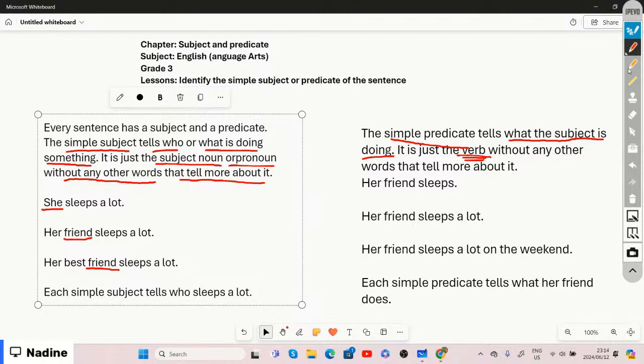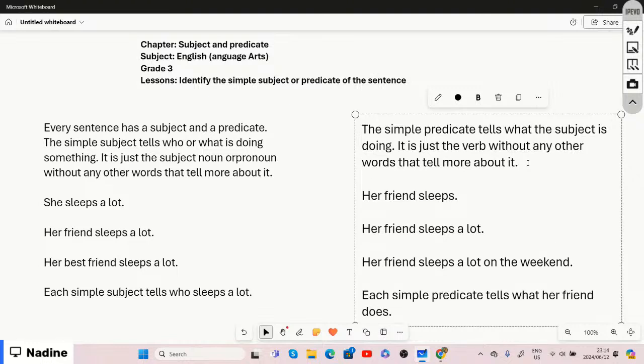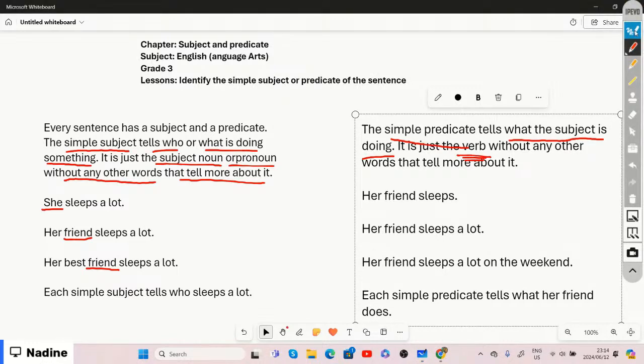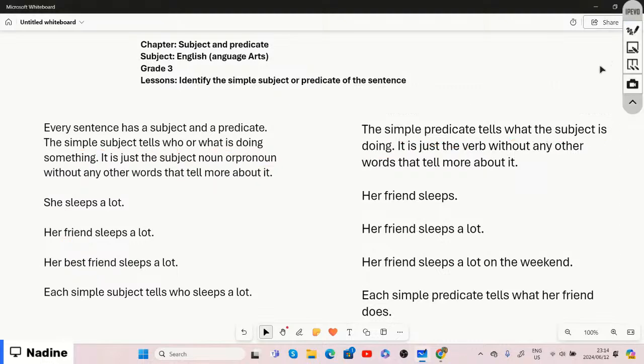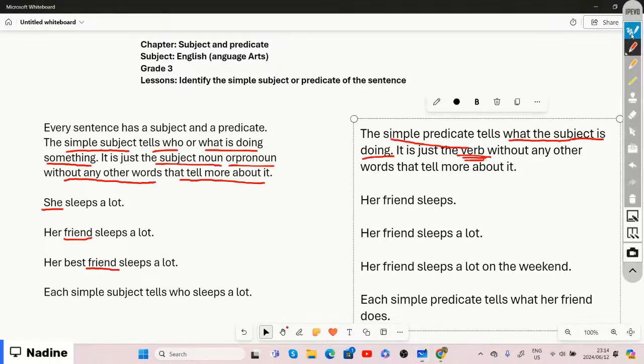For example, it says her friend sleeps. Now you need to ask yourself, what is the person doing? And if we say what the person is doing, we could say the person sleeps. So sleeps becomes our predicate because it tells us what the person, the subject, is doing.